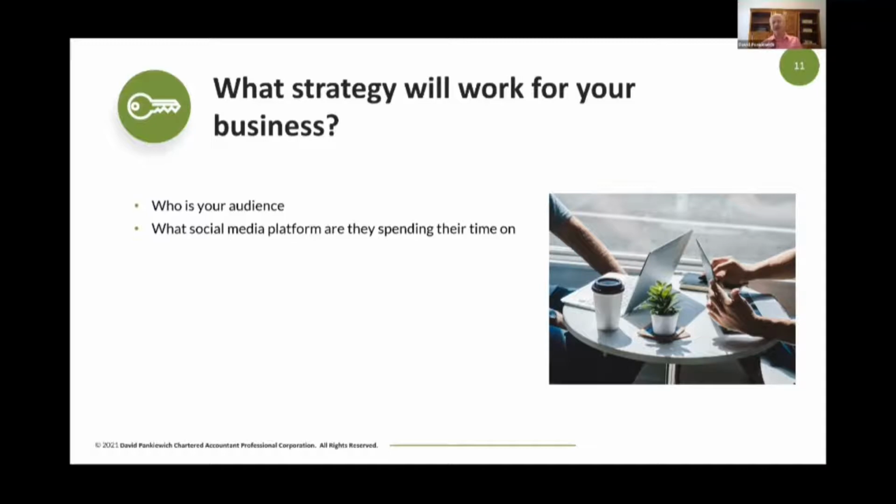The second key factor to consider when it comes to the strategy that your business will use is, now that you know who your ideal client is, what social media platform are they spending their time on? Before social media was so prevalent, perhaps you would send printed material. So you needed to make sure you had the right address to send your literature to business owners. Maybe you got involved in making some cold calls to prospects in your neighborhood. So you needed to make sure you had the right phone numbers.